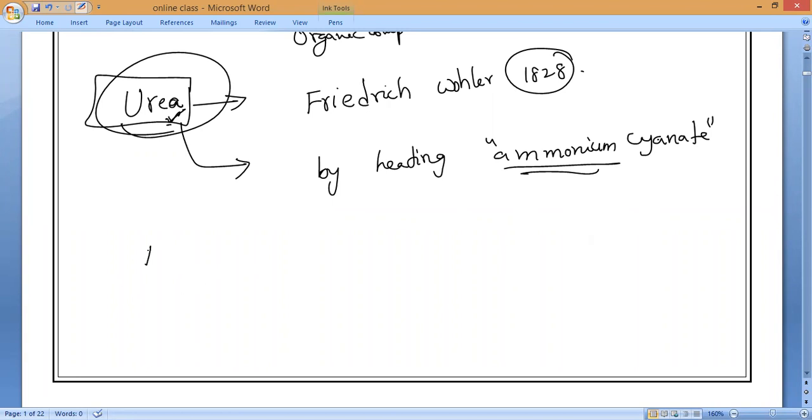Can you tell me the ammonium sulfate and potassium cyanide formulas? Anyone? Yes, please. Ammonium sulfate, (NH4)2SO4, plus potassium cyanide. Anybody? KCNO. So please remember cyanide. So if we heat, we are going to get ammonium cyanide.